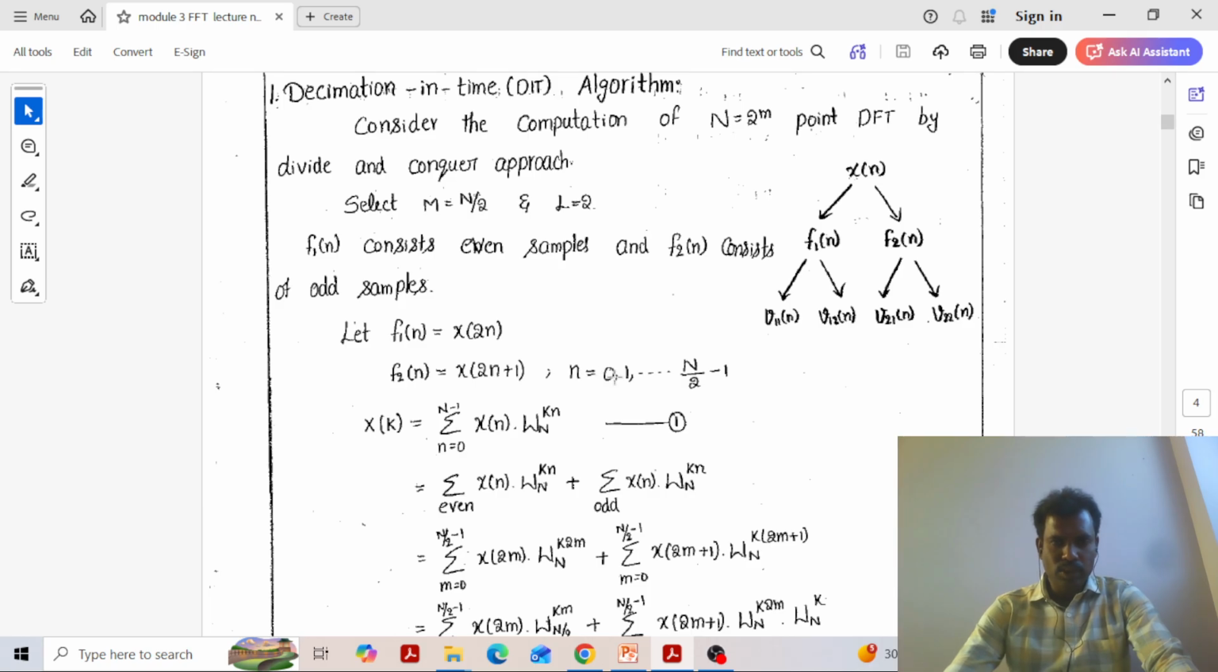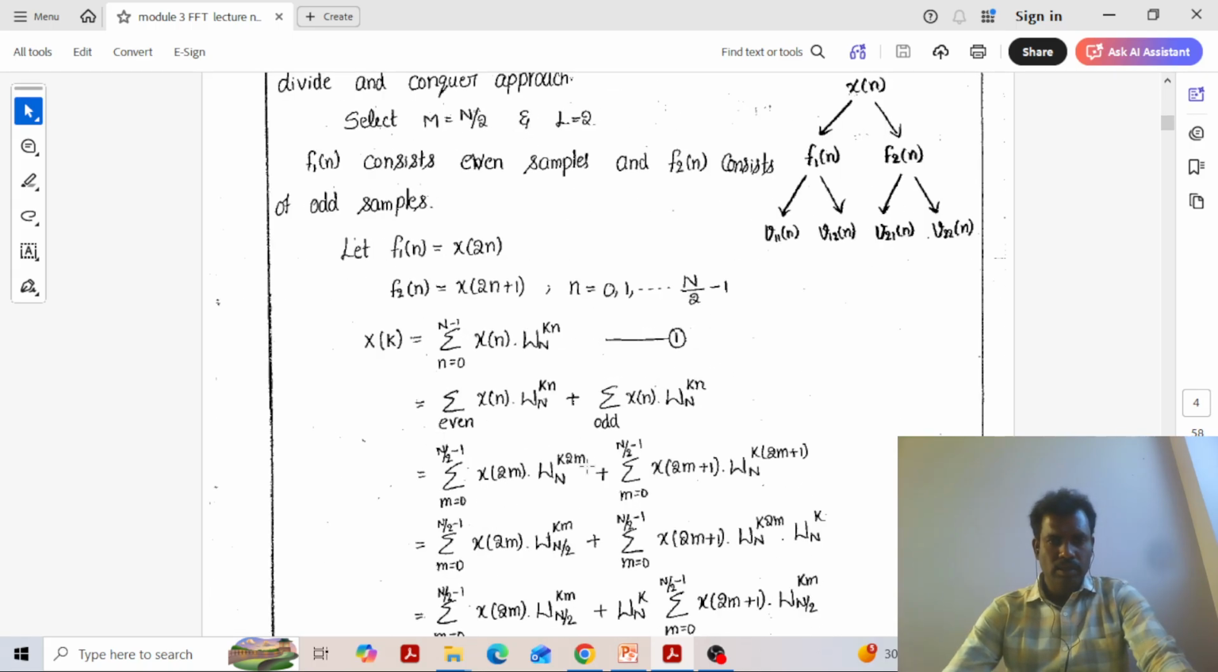Here n is equal to 0 to N by 2 minus 1, and this is another N by 2 minus 1. So in total we get N samples: these are N by 2 samples, and this is another N by 2 samples. Now we are grouping into two N by 2 point sequences, which are given to N-point DFT. So this is combining these two N by 2 point DFTs.